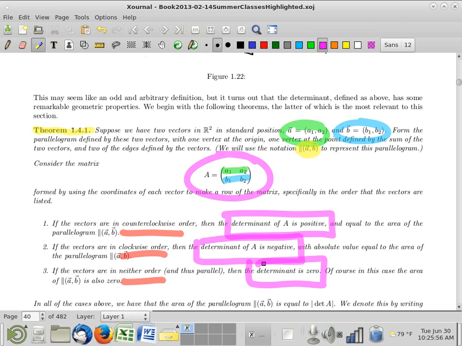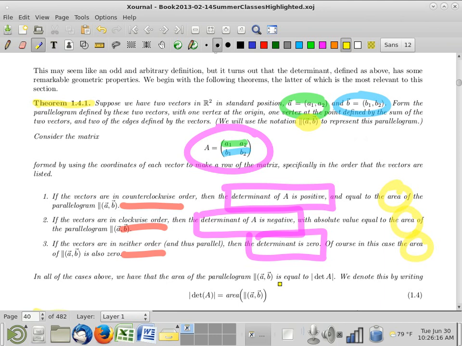Weird. Here's the other weird fact. In all cases, the determinant relates to the area. Now, it's not equal to the area. Determinants can be negative, areas can't. But what is always true is that the absolute value of the determinant is always equal to the area.